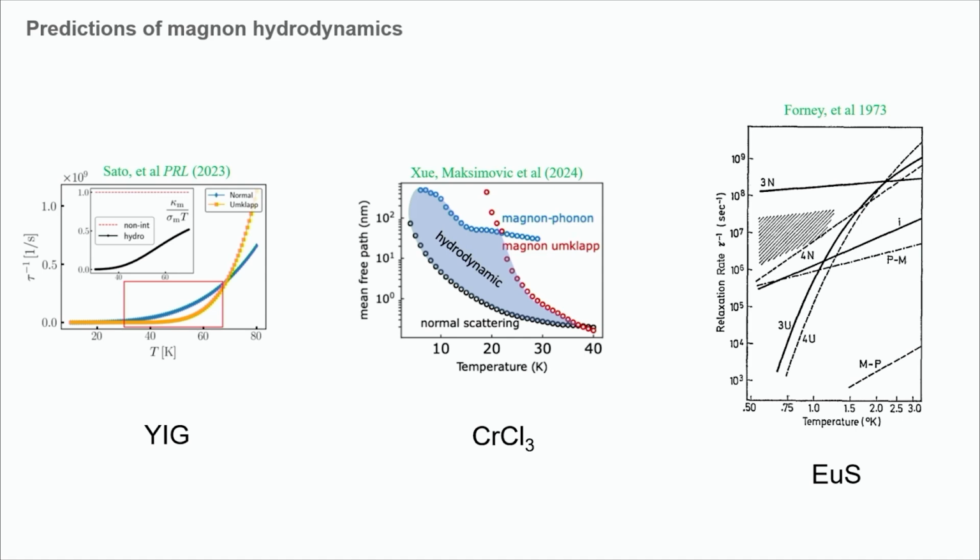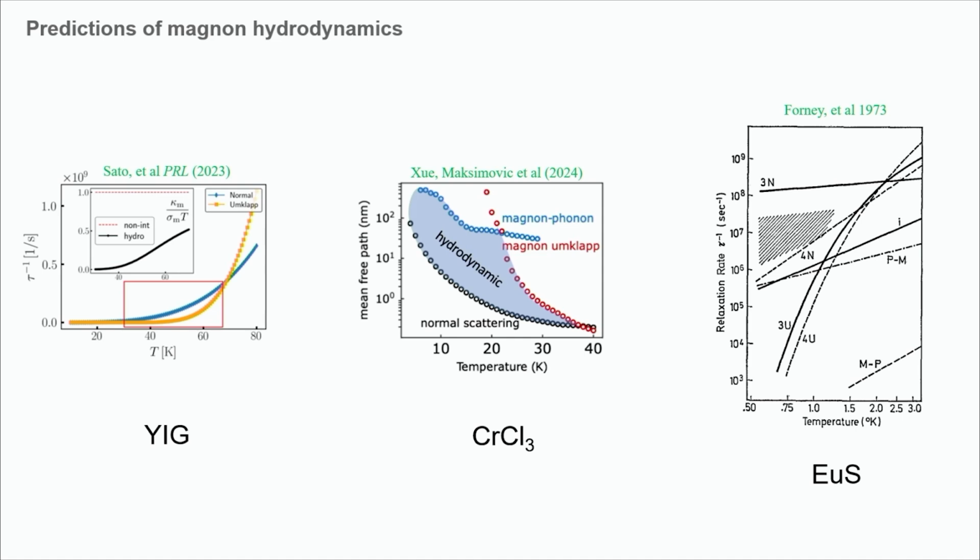And what it boils down to is you need to move into a temperature range where you have this thermally populated gas of spin waves, which are colliding predominantly with each other rather than the lattice of the material. Shown here are three examples. Yttrium iron garnet is a great example where this sort of behavior has been predicted. Chromium chloride is a van der Waals magnetic insulator that is also extremely spin isotropic. And europium sulfide, this is a paper from 1973 where this type of behavior was predicted at very, very low temperatures.